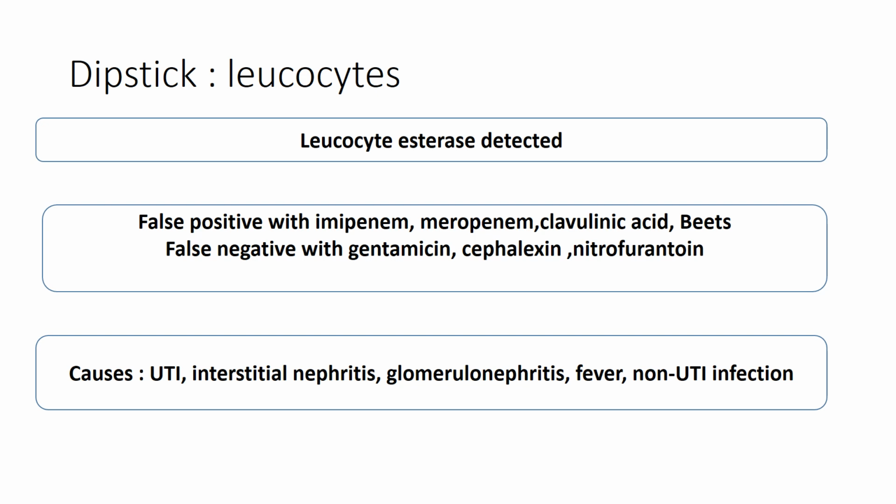We may get a false positive in patients that have been treated with carbapenems like meropenem and imipenem, as well as patients who've received clavulanic acid or patients that have consumed beets. The test may give us a false negative result when patients are treated with antibiotics such as gentamicin or nitrofurantoin.